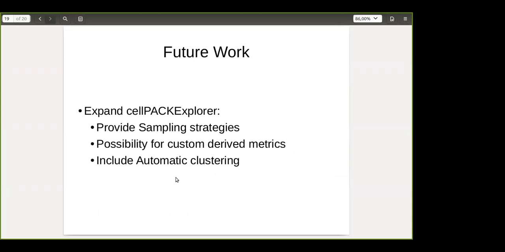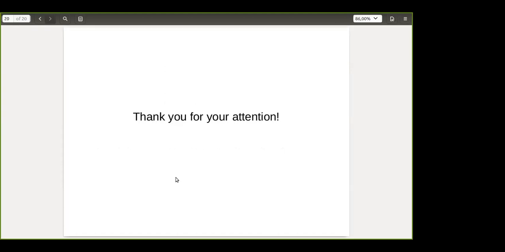In the future, we want to expand the CellPack Explorer project and provide, for example, different sampling strategies. At the moment, ingredient parameters and global parameters are only sampled regularly. We also add the possibility for the developers that they can include customized derived metrics if they want to explore other derived metrics in the center column. And we want to include an automatic clustering algorithm so that different rows by default are proposed already.